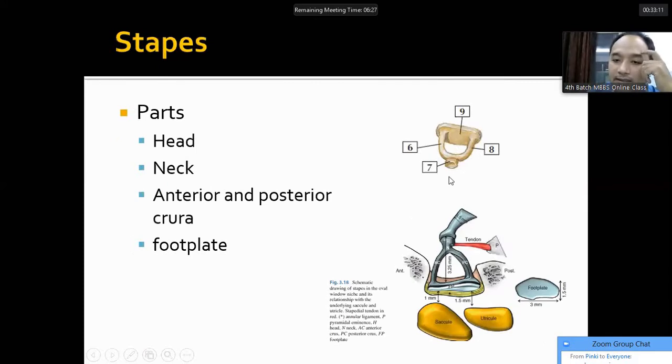Now the stapes has a head, neck, and two crurae, anterior and posterior. The posterior crus is thicker than the anterior crus, and a footplate. The Malleus and Incus arise from the first pharyngeal arch. The Stapes arises from the second pharyngeal arch, except the footplate, which arises from the otocyst. The footplate and the annular ligament encircling the footplate. That's the smallest bone in the body.